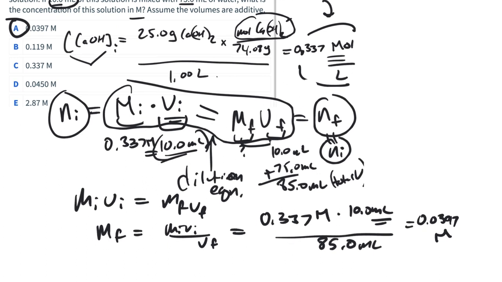Now, what else could we have done? This isn't the only way to solve the problem. The use of this equation is useful if we understand the equation and can know when it applies. But another way we could have solved the problem would have just been to go back to what molarity is.